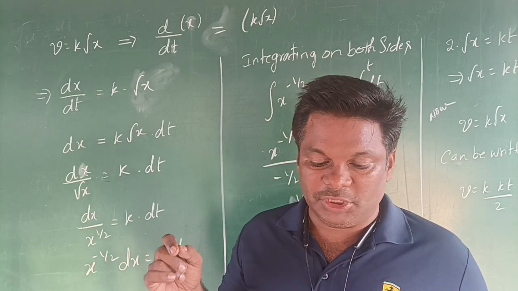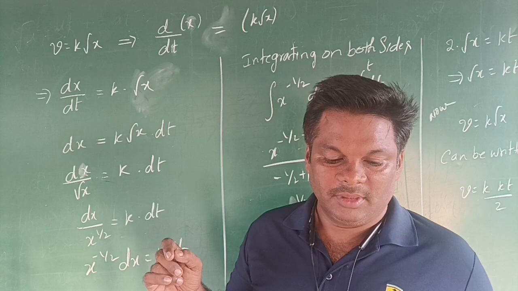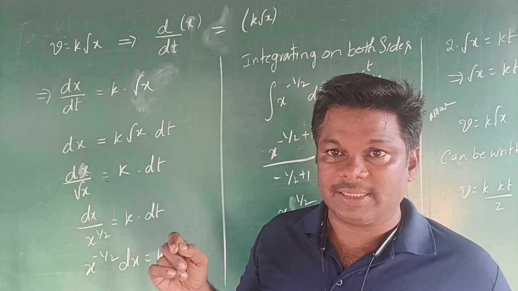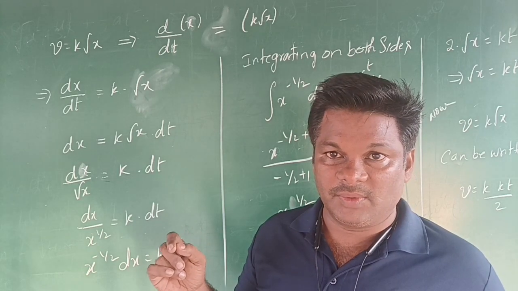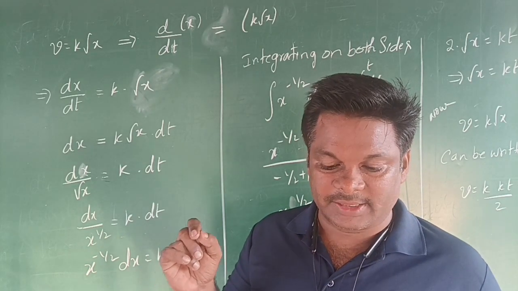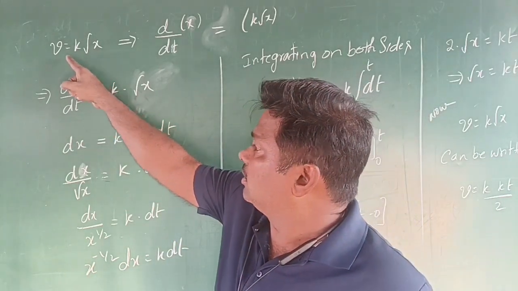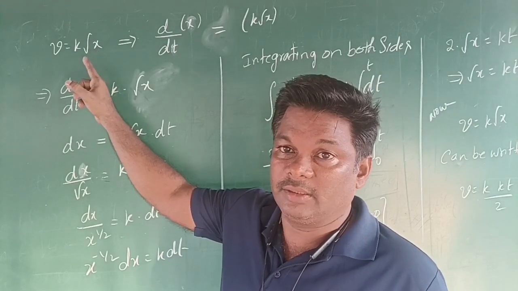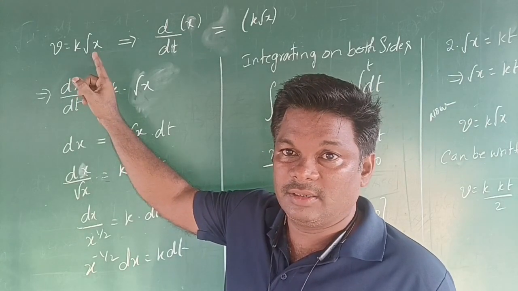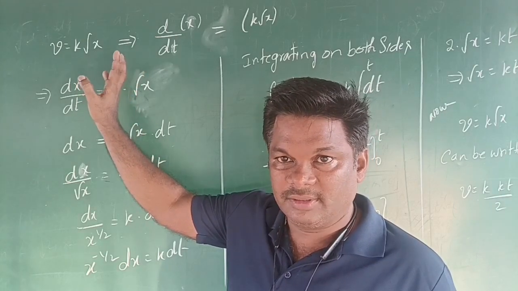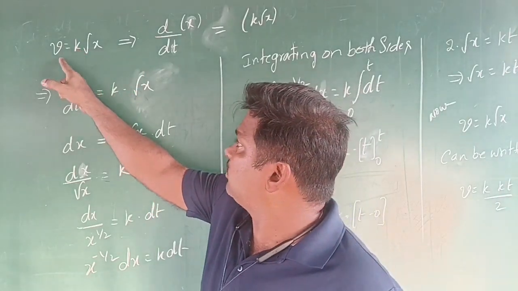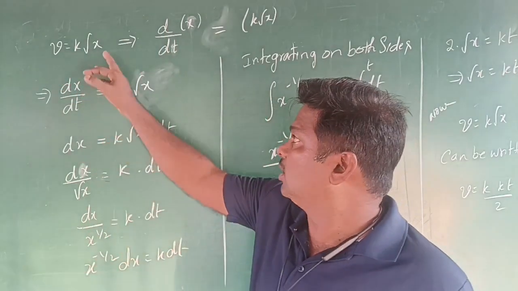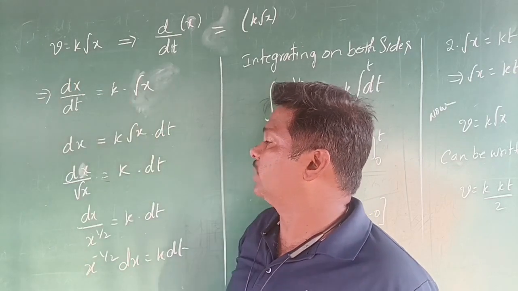moving with the position in x direction, with a velocity which varies as v is equal to k into root x. That object is moving along x-axis up to certain distance in time t with the velocity v is equal to k root x.